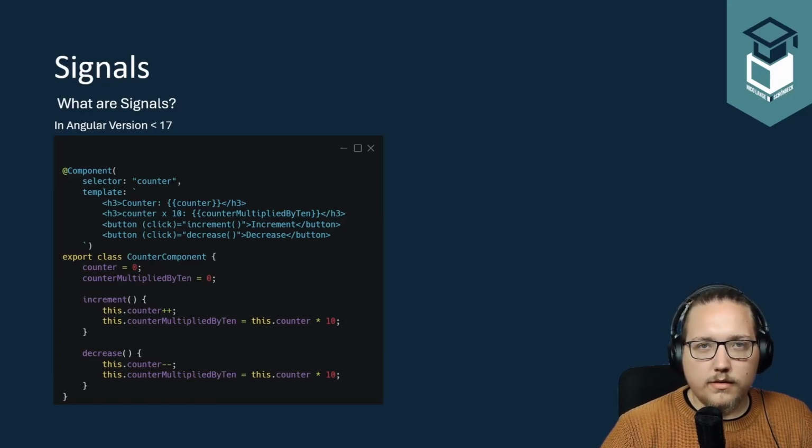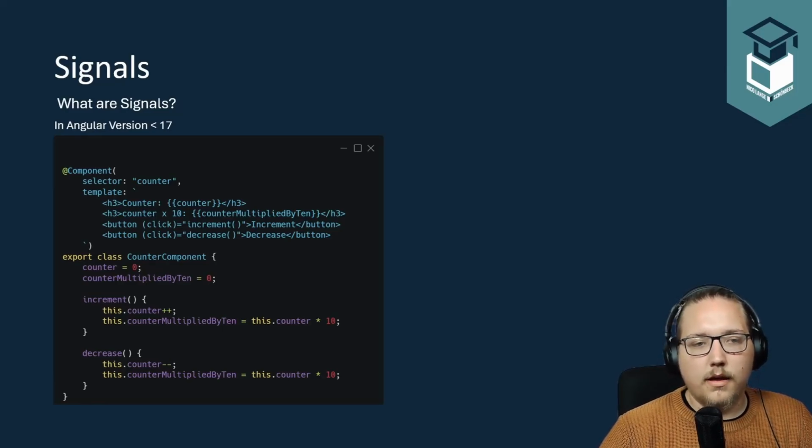We have the decrease function that does the reverse, which means it decreases the counter by 1. And we have the counter multiplied by 10, which then gets updated again with the new counter value. Of course, we can make all of that easier in one function, but what I want to show is quickly go over how the template looks and how variables work before.